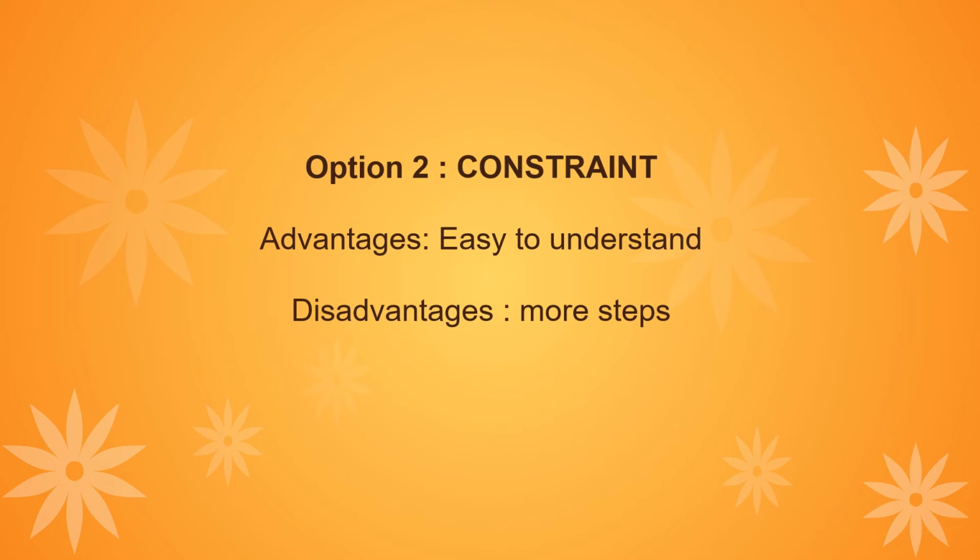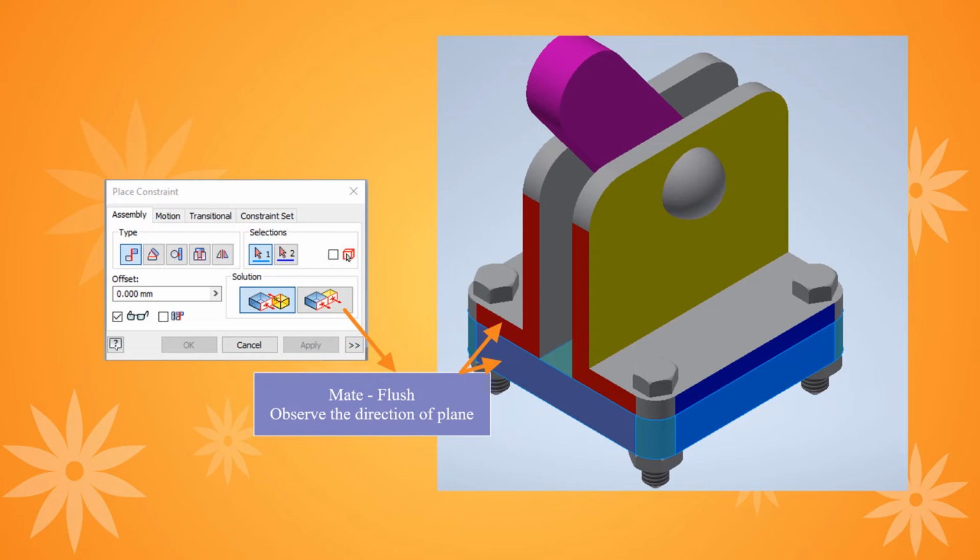Second option, use the constraint to assemble the files. This option is easier to understand but needs more steps to complete the assembly process. To assemble two parts together, we use more than one constraint. Depending on the position of the plane, the types of constraint might be different.